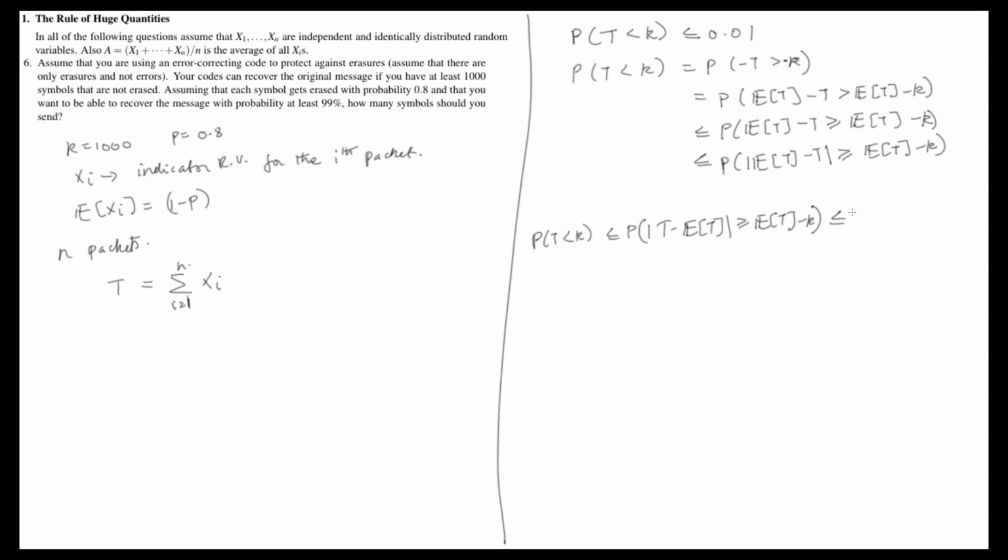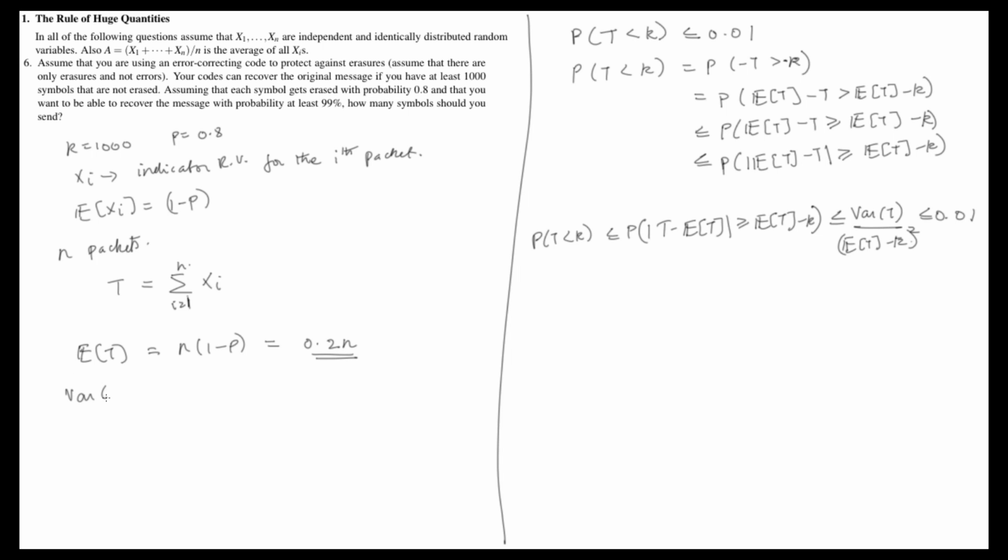This is less than or equal to variance of T divided by expectation of T minus k, the whole square, and this we want less than or equal to 0.01. Alright, so now let's go back here and calculate what exactly expectation of T is. If each and every Xi has expectation 1 minus p, then T has expectation n times 1 minus p, and 1 minus p is equal to 0.02, so this is just 0.2n.